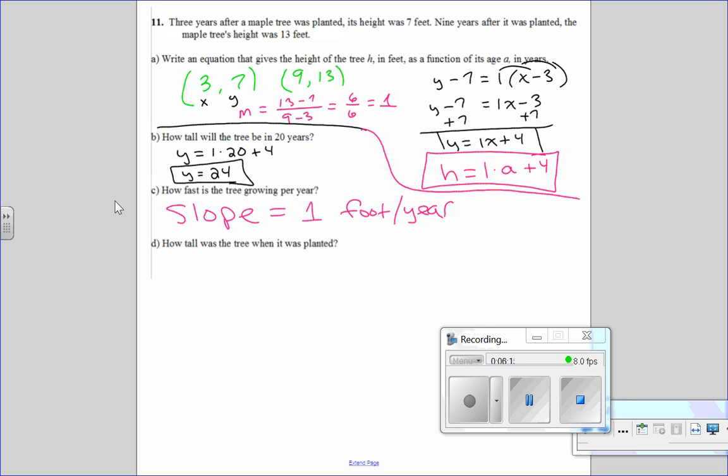And then how tall is a tree when planted? Do you know how we would answer that question? It's just the y-intercept. The y-intercept would be the starting height of the tree at year 0. Not 7. Where are you getting a 7 from? Its height was 7 at year 3. Okay. The y-intercept is 4. Yes. Okay? I got that fancy correctly.